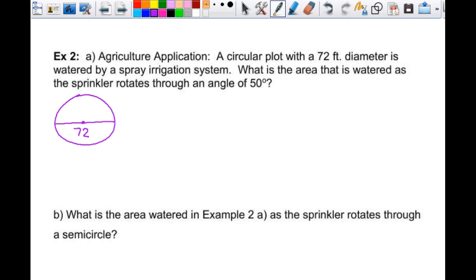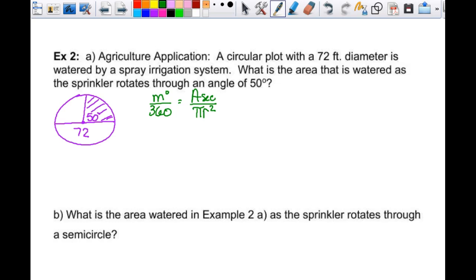Well, if it's going to rotate through here, right? This is going to be my 50 degrees. Isn't all of this going to get watered here? Okay. So basically, I'm looking for the area of that sector. Okay. All right. So I need to find the measure over 360 is equal to the area of the sector over pi r squared.